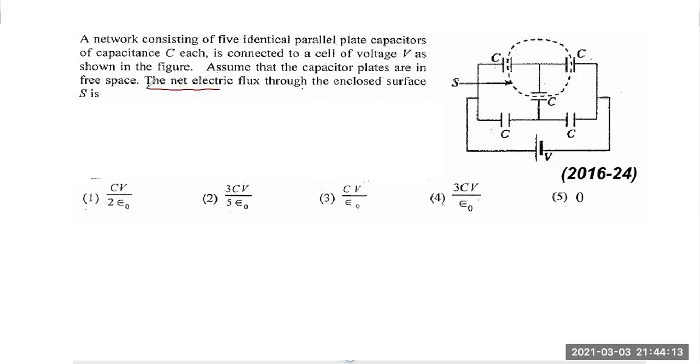They're talking about Gauss theorem. So net electric flux is given by the equation Q over epsilon naught. What is Q? Net enclosed charge. So we need to find out how much charge we will have inside this system.